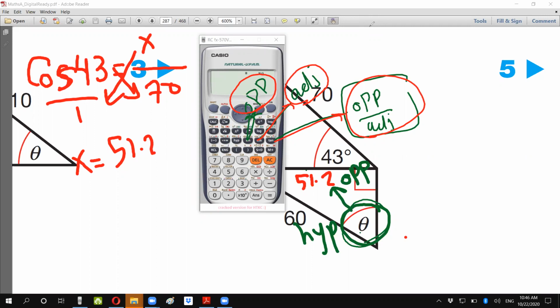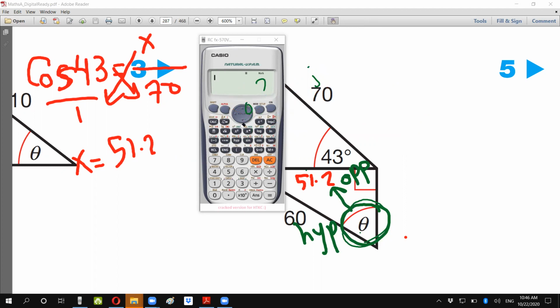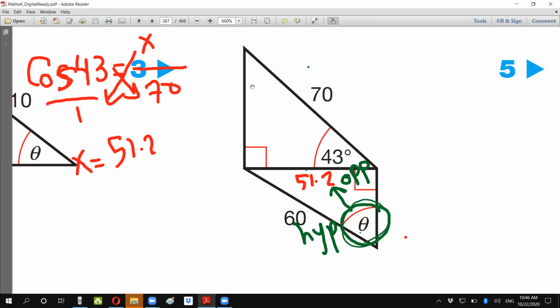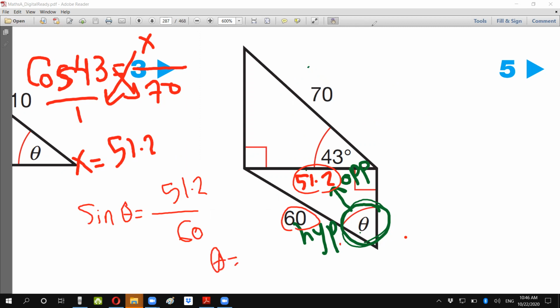Let us complete our problem. I have sine, because of opposite. Sine theta is equal to opposite 51.2 out of hypotenuse 60. The angle is what? 58.6 degrees. Okay.